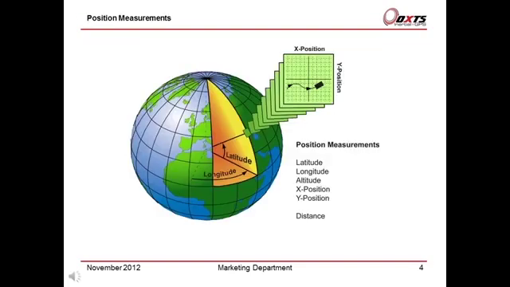Now we shall look at position measurements. The position measurements include latitude, longitude, altitude, the X position and the Y position, and also the distance. The position measured by the RT is in the WGS 84 coordinate system. The outputs are latitude, longitude and altitude in this coordinate system. Conversions to the other coordinate systems may be required, for example OSGB 36 in the UK.